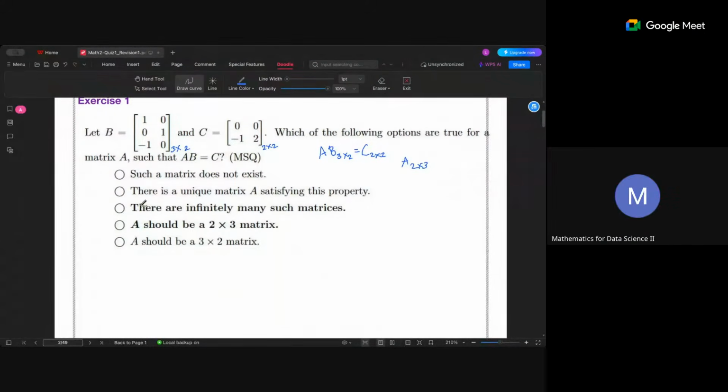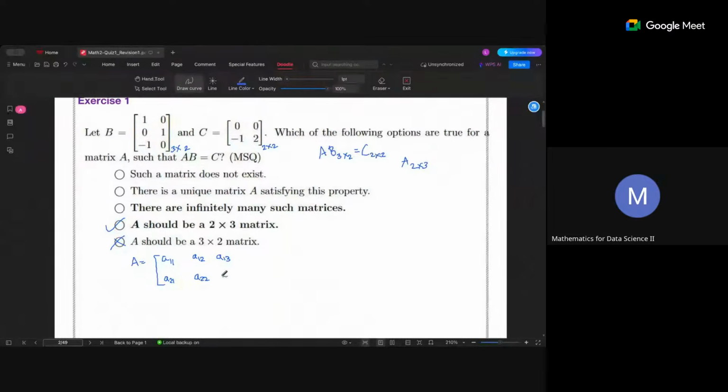Now whether such a matrix exists or not, if it exists, whether it is unique or not, this is the question. First, A should be a 2 cross 3 matrix, and whether such a matrix exists, we have to check. So let us take A to be a 2 cross 3 matrix. You have how many rows? 2 rows. So A11, A12, A13, and then A21, A22, A23.